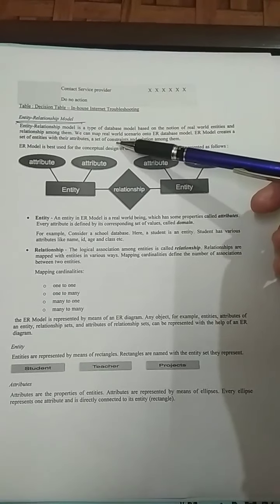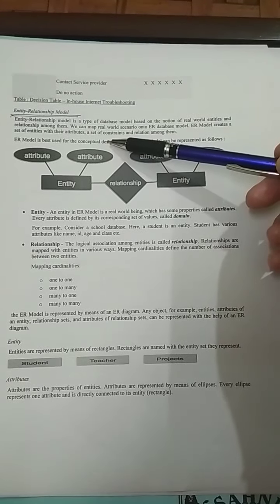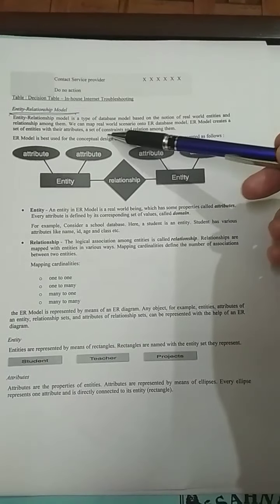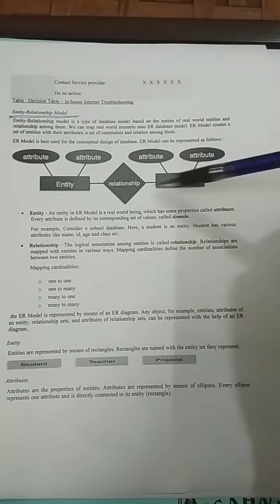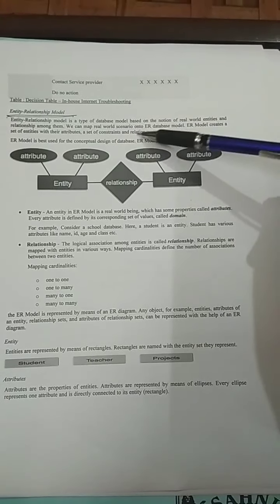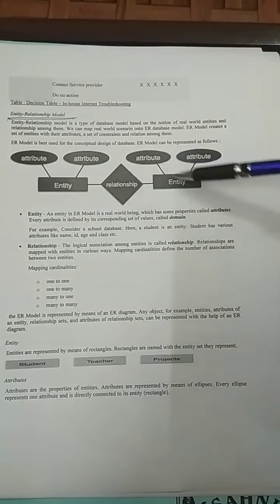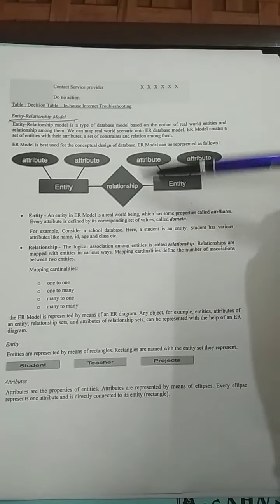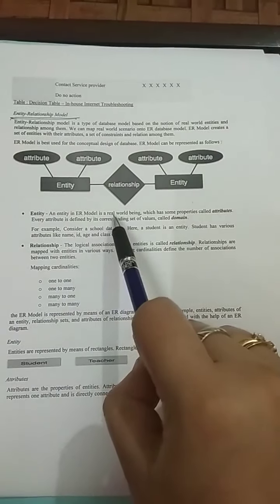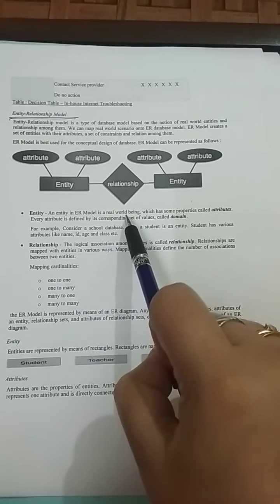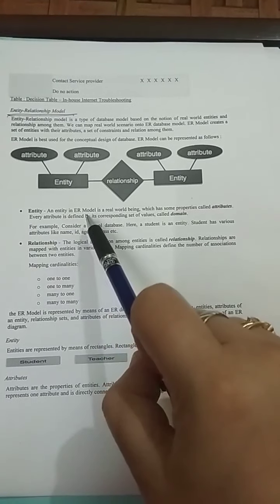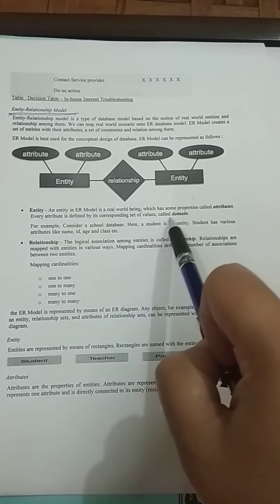Constraints are basically the limitations or some type of controls or components which are used in making the diagram, and there must exist a relationship among the entities and between the constraints and the attributes. Now, entity in an ER model. An entity in an ER model is a real world being which has some properties called attributes. Every attribute is defined by its corresponding set of values called the domain.